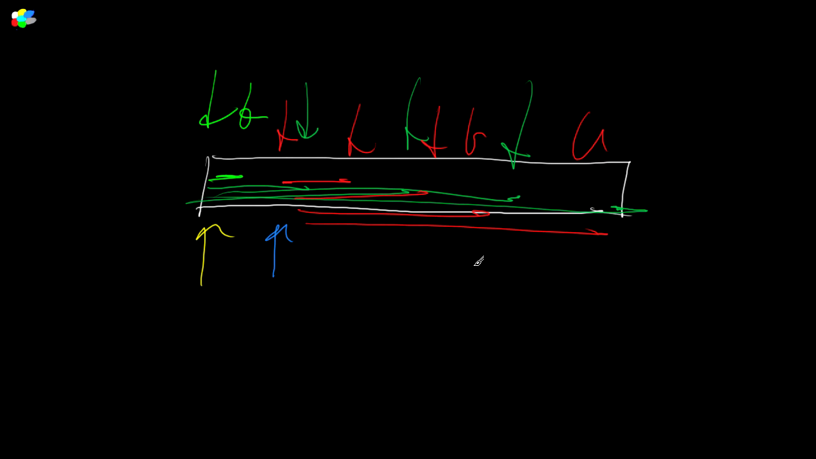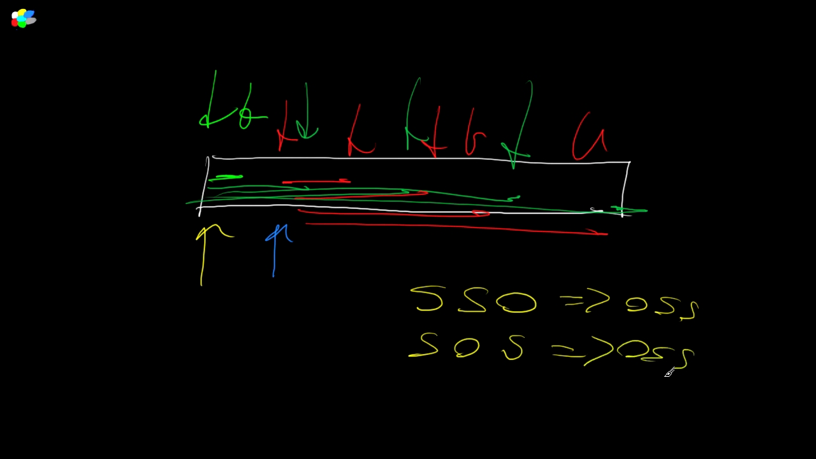Well, we make a simple observation. If I have two strings, let's say SSO and SOS, and I sort this one, we get OSS, and if I sort this one, we get OSS. So two strings that are anagrams, if you sort them, they will compare equal. They will become the same string. So a very simple way to solve this problem is, for every substring, we're just going to sort that string, and then we are going to insert it into a map.